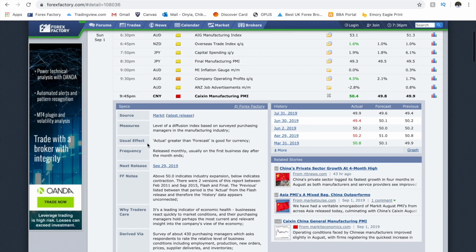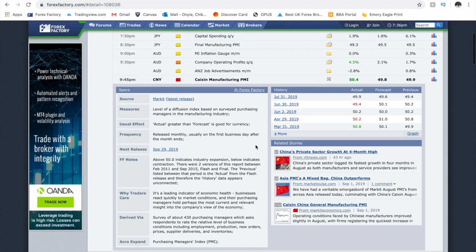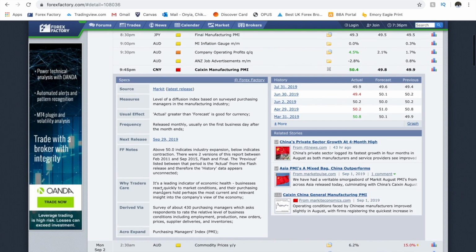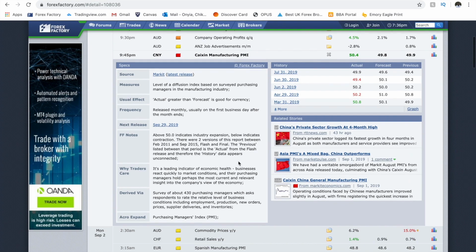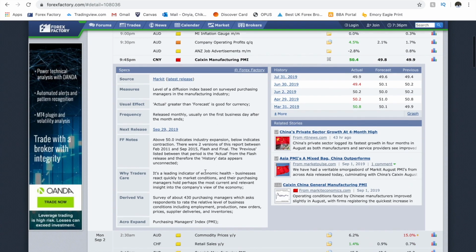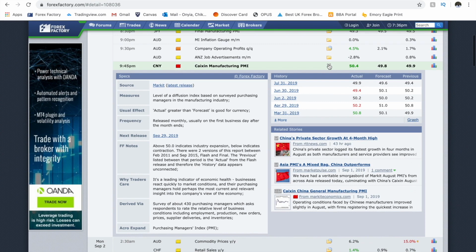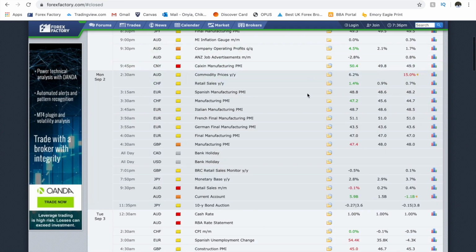For example, the usual effect says actual is greater than forecast. We're going to get to that in a second. But why do traders care? It's a leading indicator of economic health. Businesses react quickly to market conditions, and so on. You can read this whole spiel right here, and it'll give you an overview. It's the same with every other folder if you want to check them out.